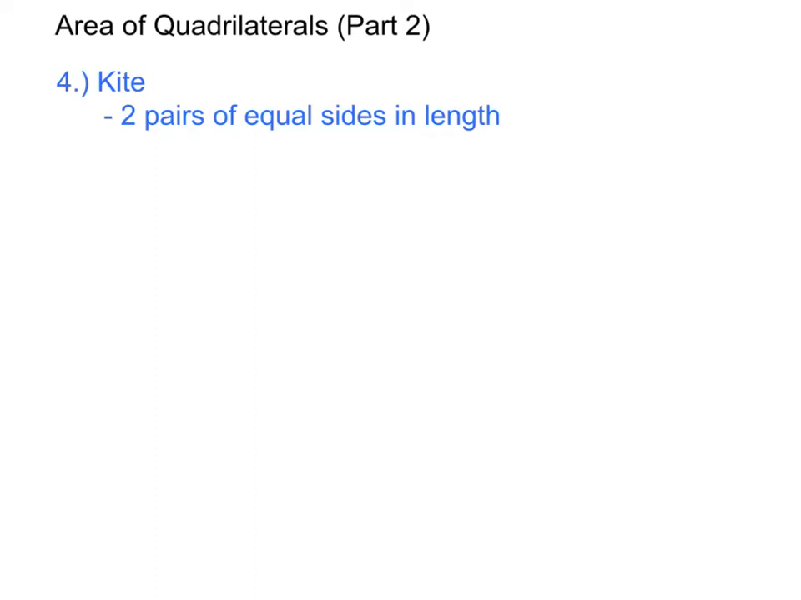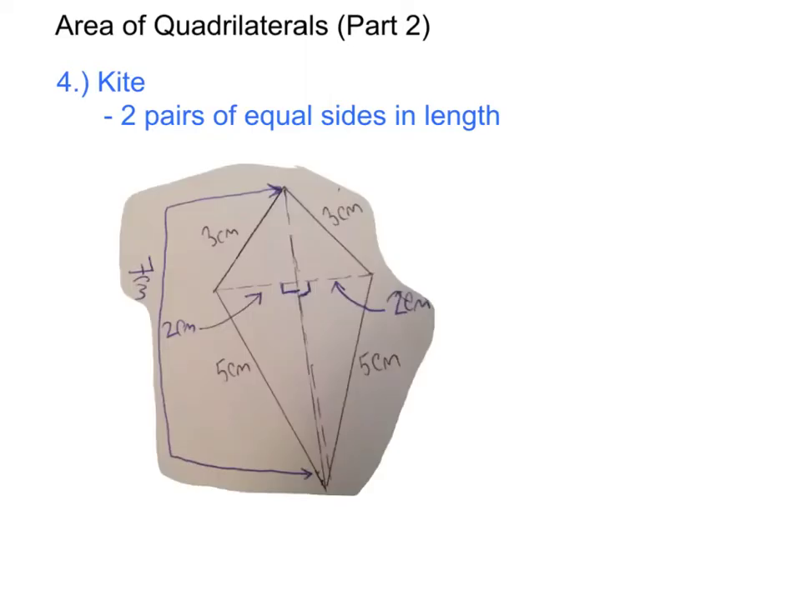In this next video, we're going to take a look at another type of quadrilateral, which is called a kite. A kite is symbolized by two pairs of equal sides in length. Here is a picture of a type of kite that we're going to look at. As you can see, we have two pairs of equal sides in length.